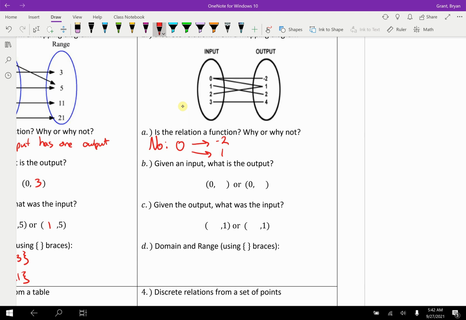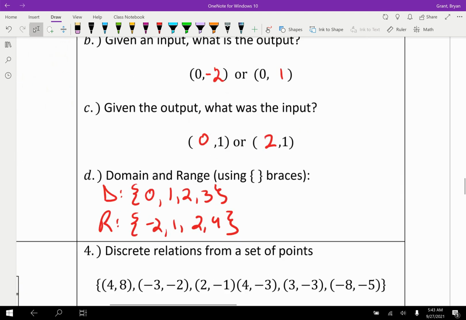Given an input of 0, what are the outputs? Well, negative 2 and positive 1. Given the output, what's the input? Well, an output of 1 could map to 0, or it could map to 2. Domain and range. And I'll zoom in at the end. This looks like 0, 1, 2, and 3. And our range, negative 2, 1, 2, and 4. It's nice when they write it in order for us.